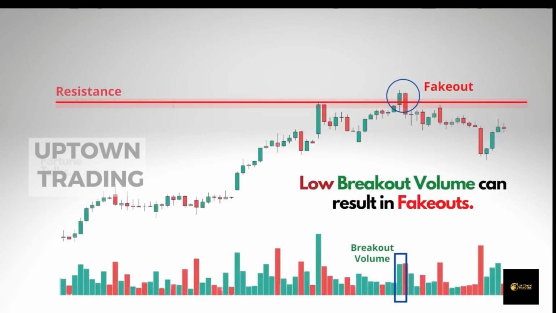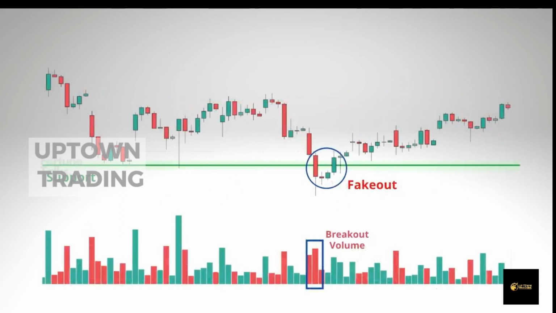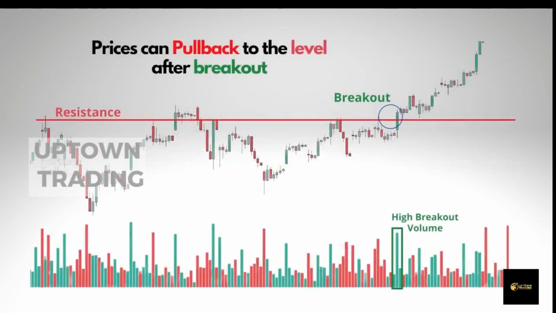In case we are talking about an upside breakout, if it fails, the price will fall back below the resistance level. And in case of a downside breakout of a support, often called a breakdown, if it fails, the price will rally back above the support level. In some instances, even after a high volume breakout, the price will often retrace or pull back to the breakout point before moving in the breakout direction again.